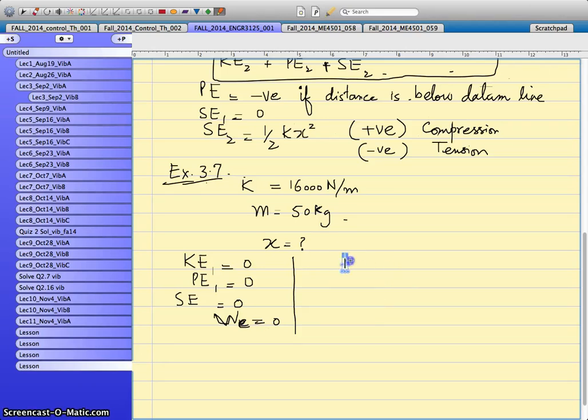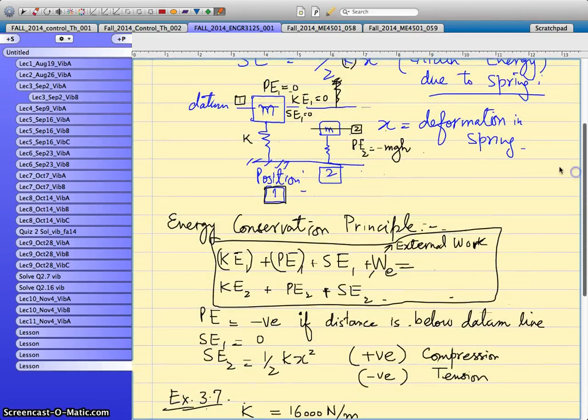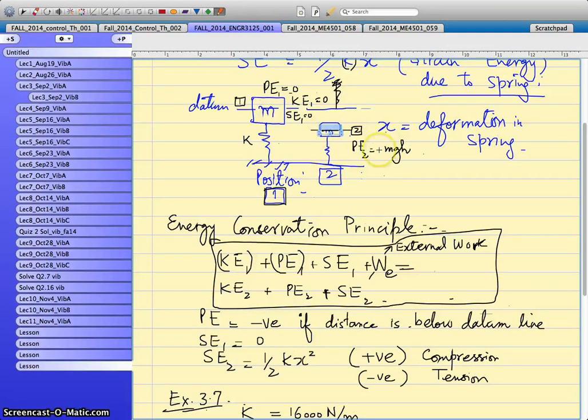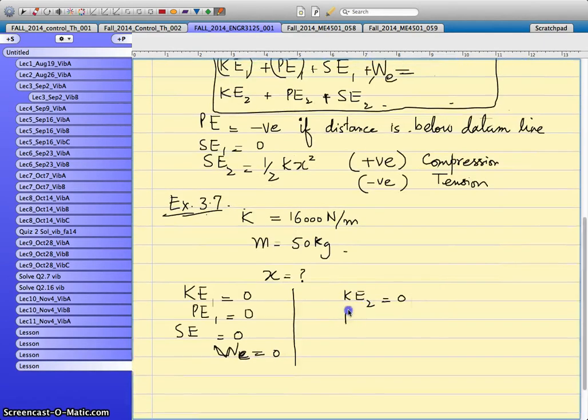Right hand side terms, kinetic energy, it's 0 again, because the mass is released and it becomes stationary at position 2. It becomes at rest at position 2. How about the potential energy at position 2? It is minus mgh. So that h we have to find out. Let me change this h to x, because that's what we are considering as an unknown, so mgx.